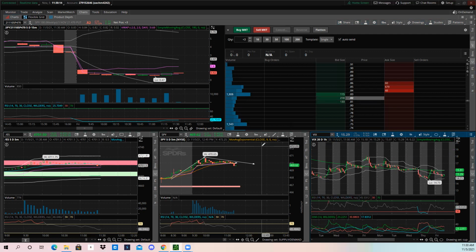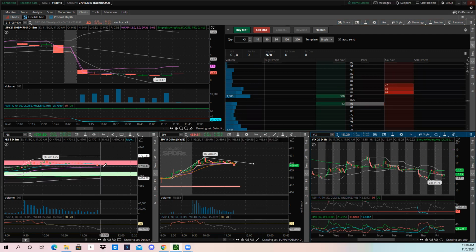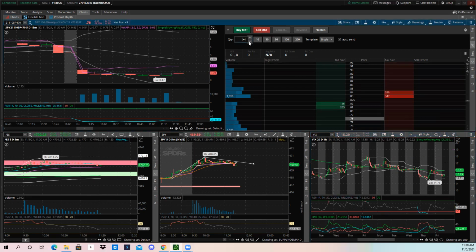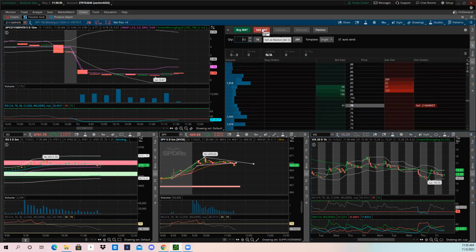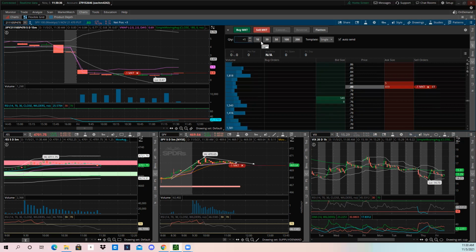Anyways, here's that support that we're finding right around the VWAP. It's going to try to find support here. Let me go ahead and sell. What's the market price? 79. I'm going to go ahead and sell 2 of these. I'm holding 3 contracts. Let me just sell one. I'm going to start trimming my profits. This is just to secure profits.